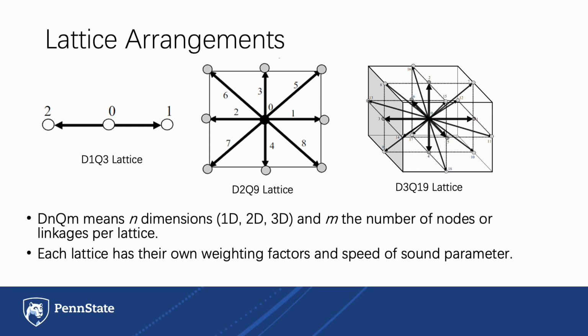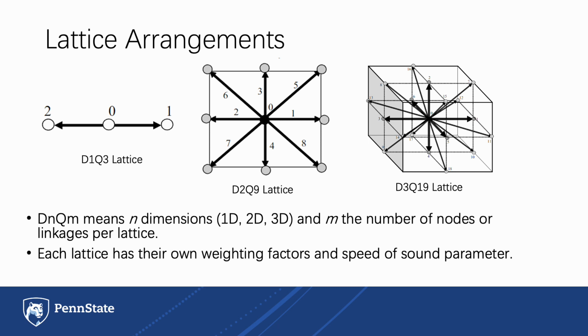Now that we have discretized the Boltzmann transfer equation, the next step is to select the lattice arrangements. A lattice is defined by its dimension and the quantity of nodes inside the lattice. These are the nodes or linkages that we mentioned, and each node has its own distribution function. It is important to select the right lattice arrangement because each lattice has its own weighting factors.